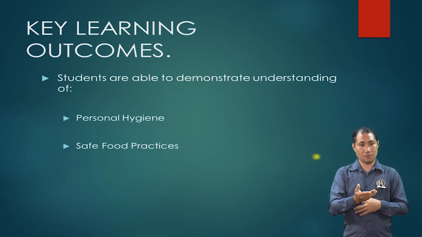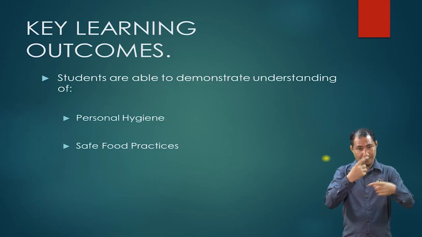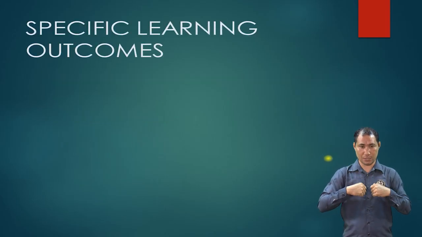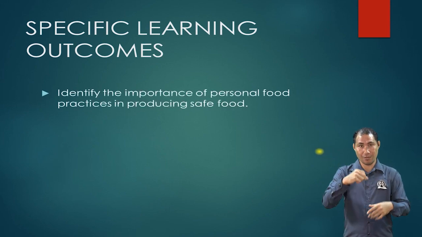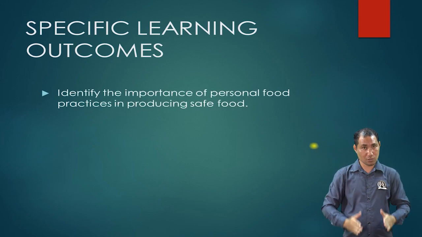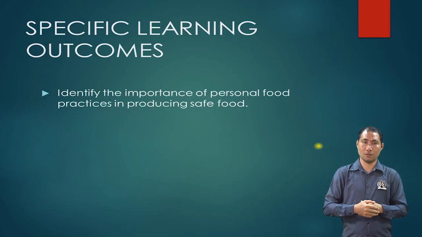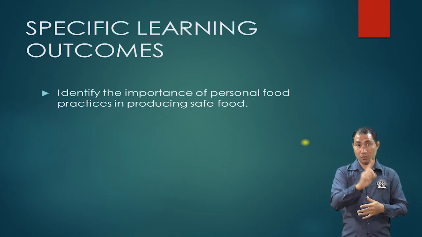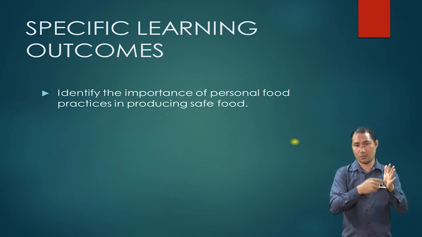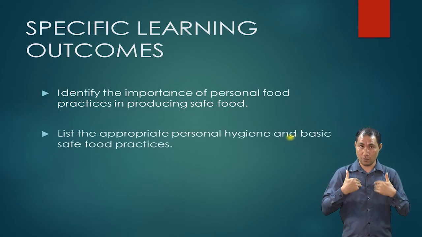You are able to demonstrate understanding of personal hygiene and safe food practices. So by the end of our lesson, you are able to demonstrate understanding of personal hygiene and safe food practices. Our specific learning outcomes are: number 1, identify the importance of personal food practices in producing safe food.